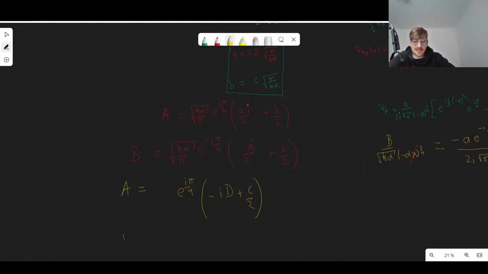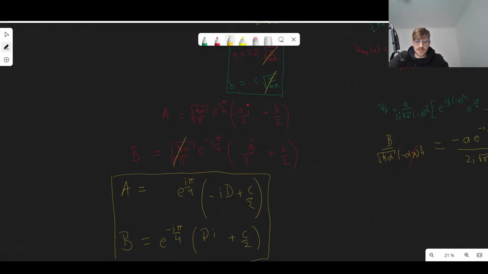And doing the exact same thing for B, right? This part will cancel out when we plug this in. And then we have e to the minus i pi over 4. And then in this a i part, this cancels out. So the 2's cancel out again. So we get d i plus c over 2. So the same thing, of course, but with a negative here. And there's also that other sign that is different. So there we go. We now found A and B in terms of D and C.